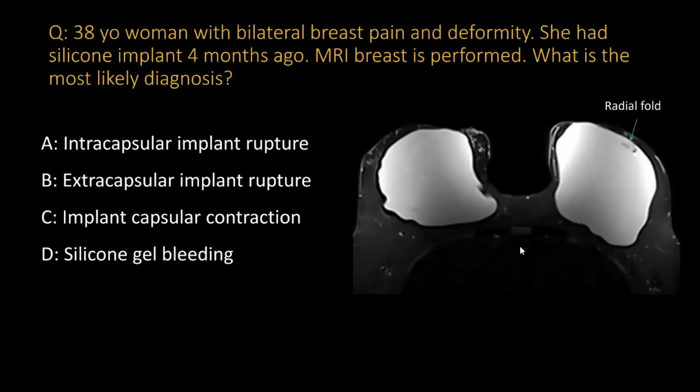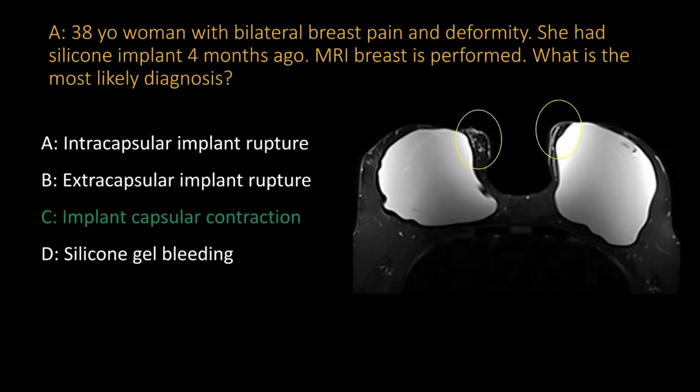All right, case number 4. A 38-year-old woman with bilateral breast pain and deformity. She had a silicone implant 4 months ago, and the MRI is performed. What's the most likely diagnosis? I just would like to point out that you may think it's a capsule, subcapsule line, but it's not. It's a radial fold, like I showed you before on the sagittal. So don't be confused. The diagnosis is not here.